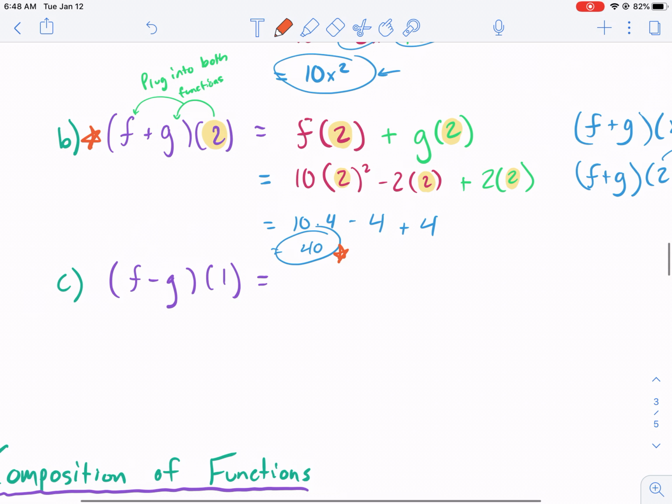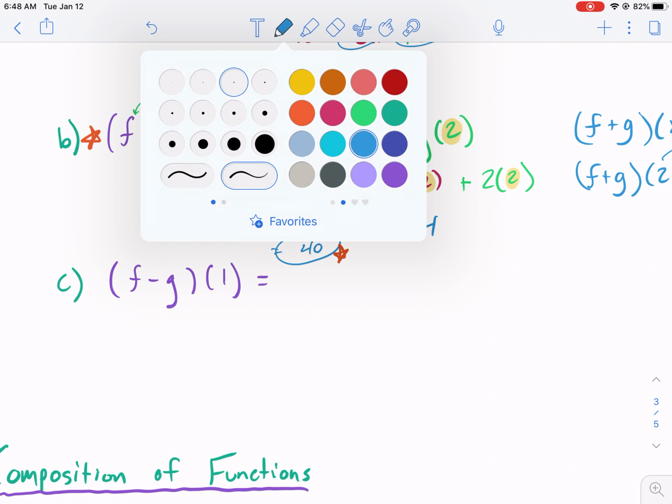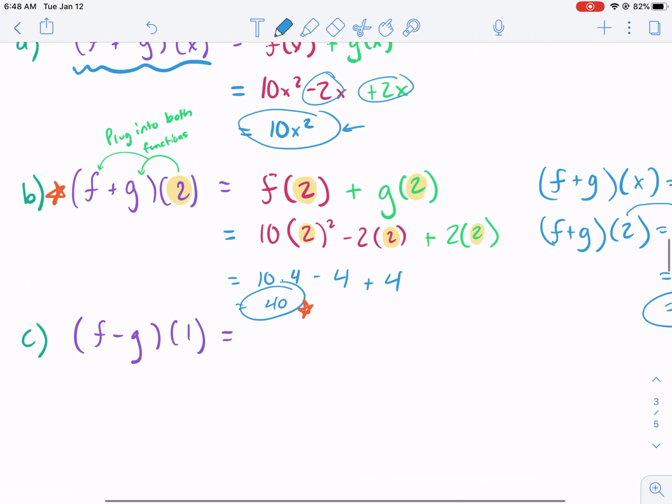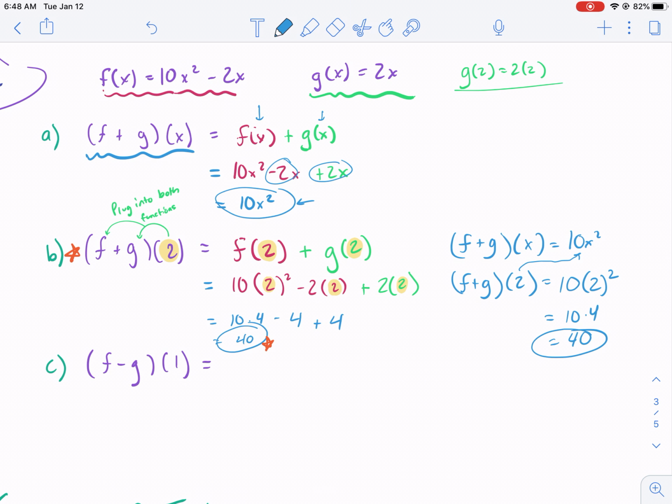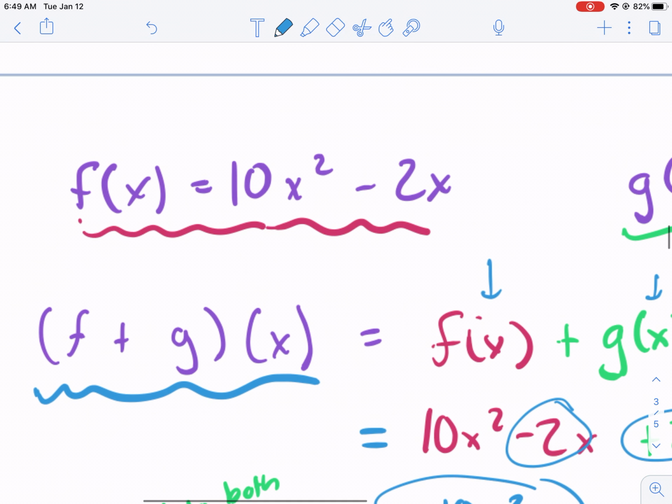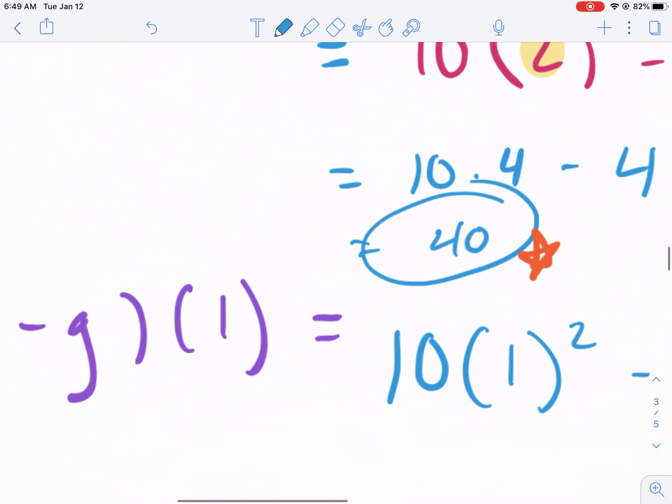So now you guys get it a little bit better now, and I'm going to switch over to blue. f minus g of 1. So what we're going to do is plug in 1 for f, plug in 1 for g, and then we're going to solve. So we have 10 times 1 squared minus 2 times 1. That's my f of x. I just plugged in 1 because it's asking me to plug in 1.